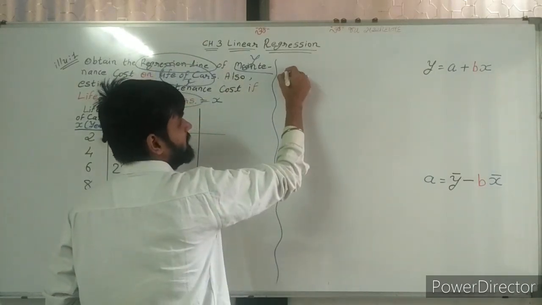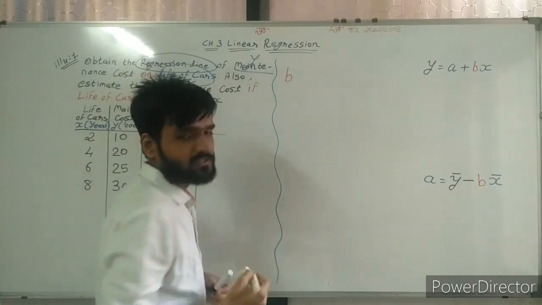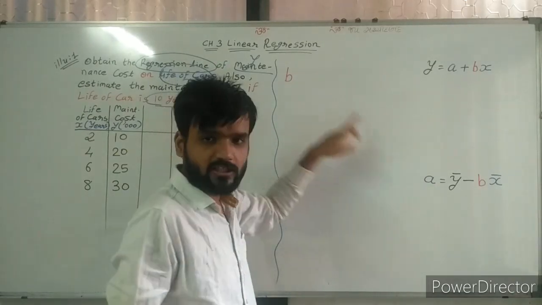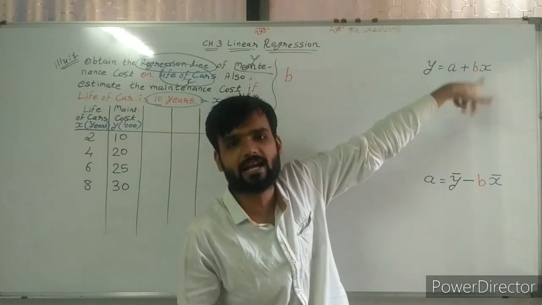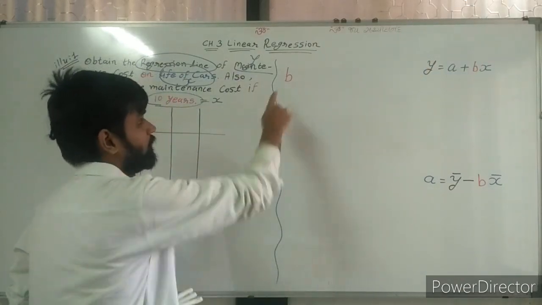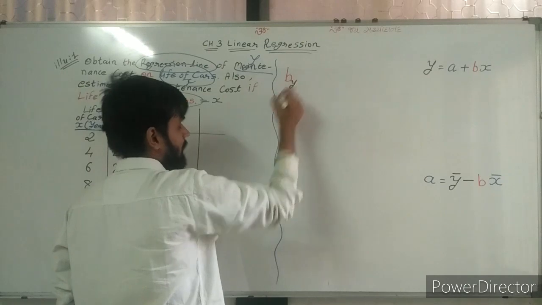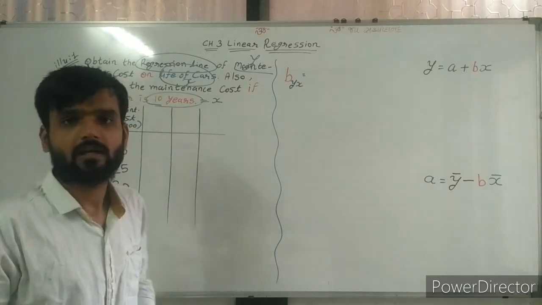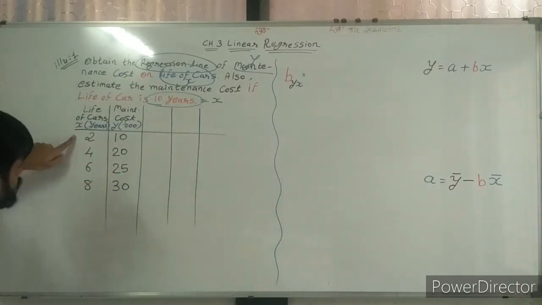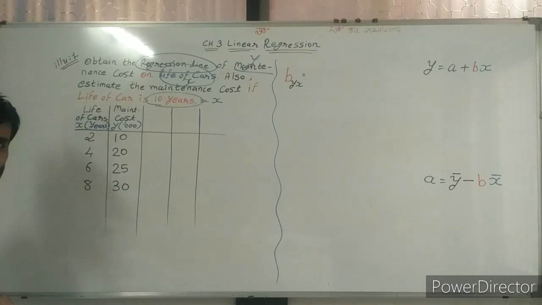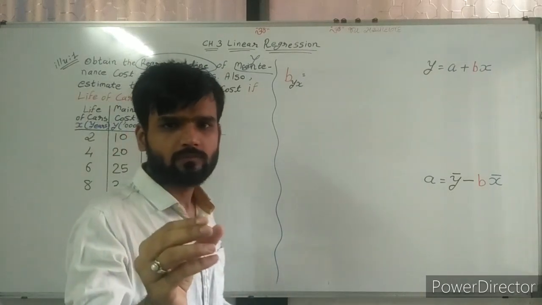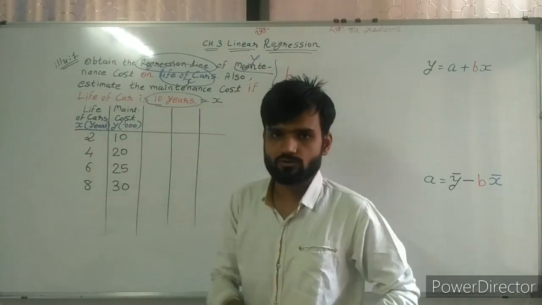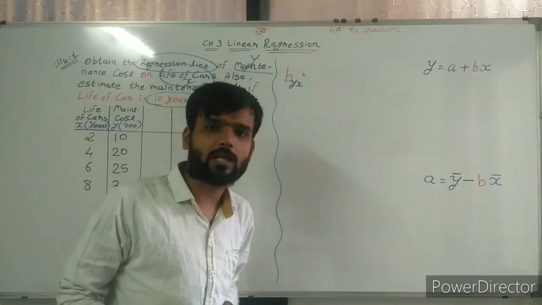On that basis we can find b. So first we need b, then we need a, and by finding these two values we can find y on x line. Now for this b y x, the values of x and y are small, so square and multiplication are easy. So directly I can use the simplest first formula of Karl Pearson. Remember it.